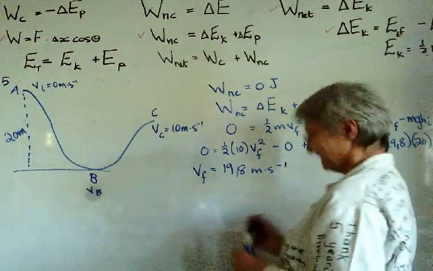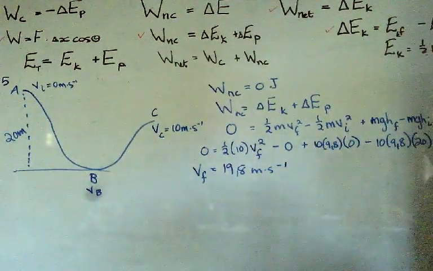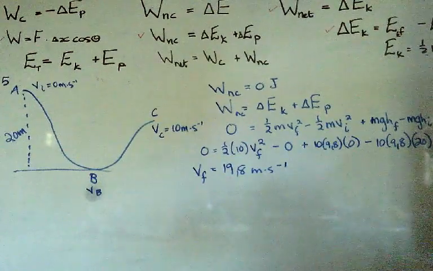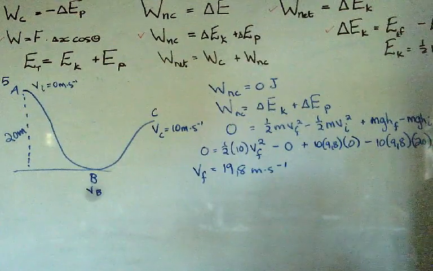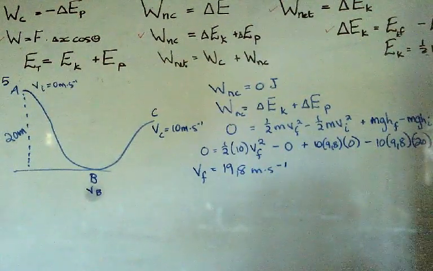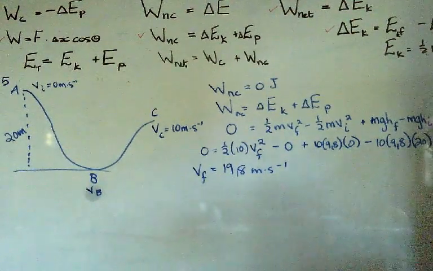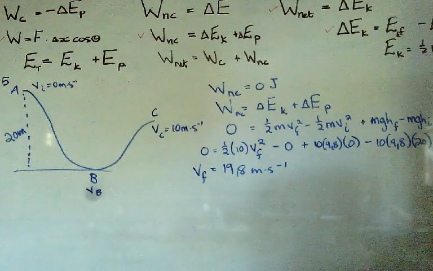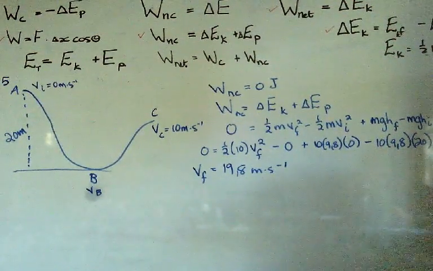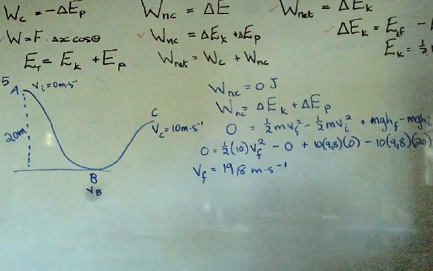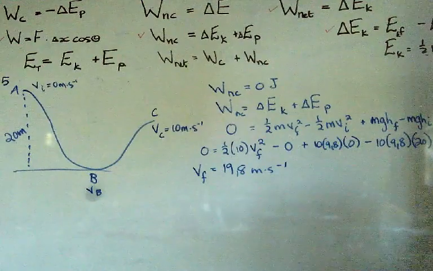Was that all in that question? The only thing? Vertical height at point C. You use the same principle. It's the same equation now. The work done by the non-conservative force is 0, so you use exactly the same. Oh wait, the Vf is 10. You know what the Vf is? It's 10. You don't know what the height is at C, so you calculate the height at C.